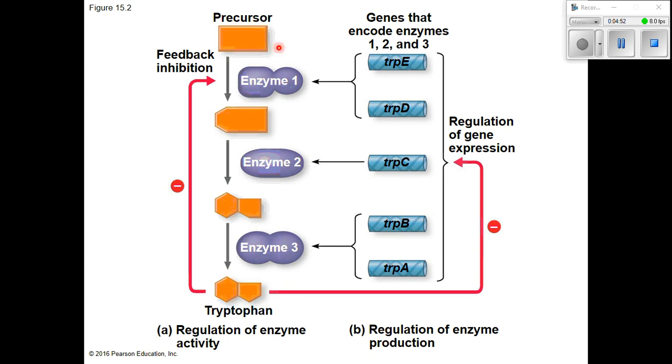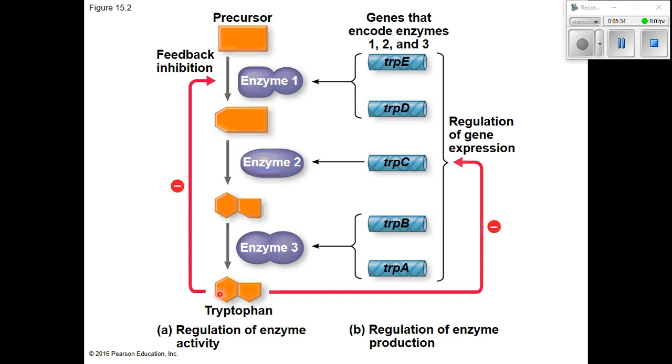So there's some molecule called a precursor. That's the molecule that we start with, and there's an enzyme that converts that molecule into some intermediate compound. And then a second enzyme converts this chemical into this chemical. And finally, there's a third enzyme in the pathway that converts this chemical into the finished product, which is tryptophan. So this is a pathway that E. coli can use. It involves three different enzymes. It involves multiple chemical reactions, but it makes tryptophan.